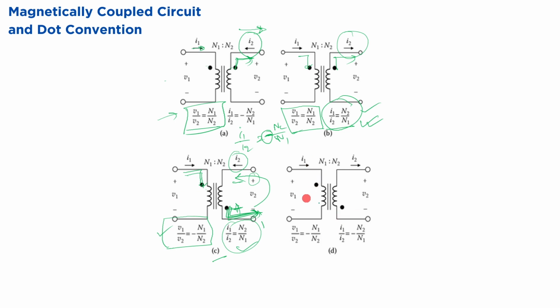In the last case, the dots are on the opposite side, so the voltage polarities are opposite. Current is going in and current goes out, but they have taken the direction of the current on the opposite side, so the direction of the current will be negative. Here you can see. So this is basically the dot convention. If you are confused, I will clarify a little bit.